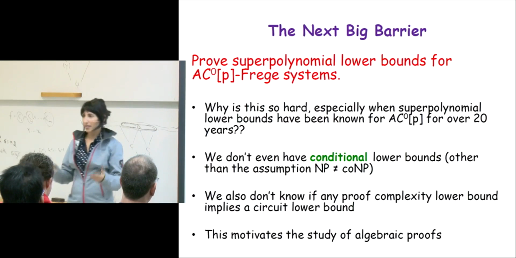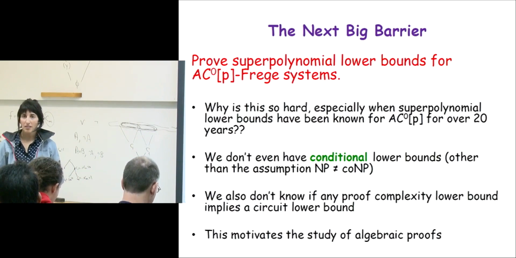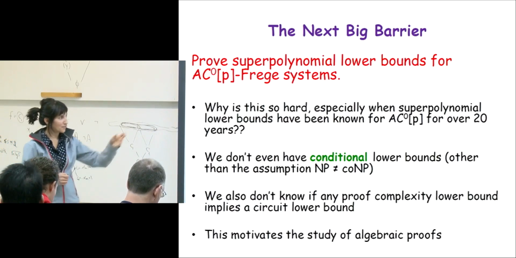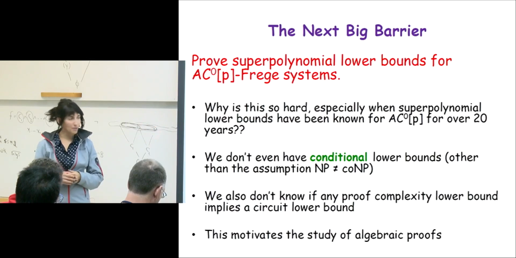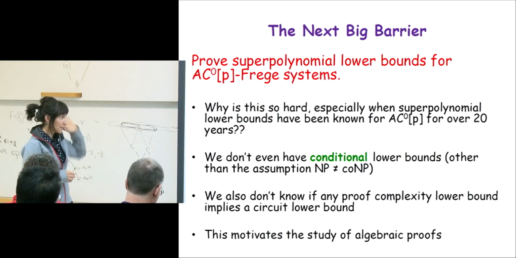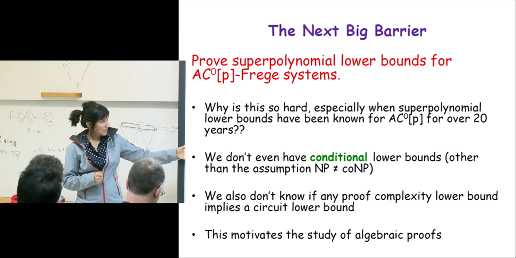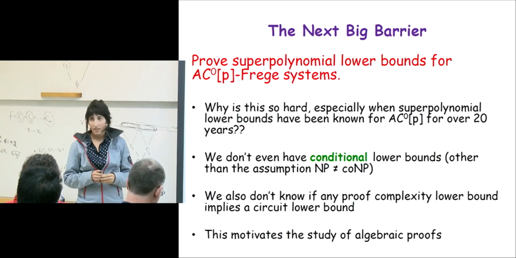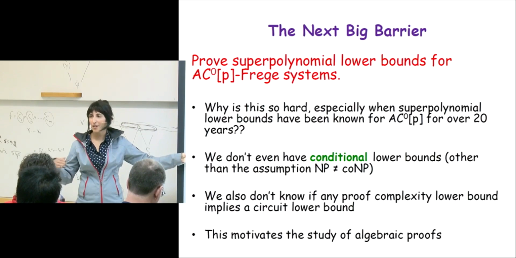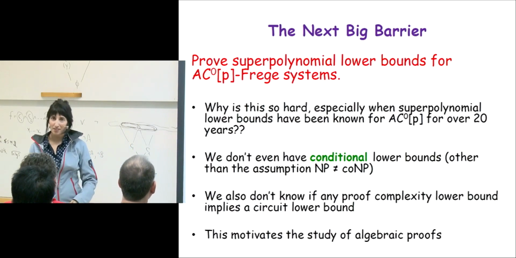So we can't even show that under cryptographic assumptions, or pick an assumption that's just a little bit weaker or a little bit incomparable to the assumption NP doesn't equal co-NP, under which obviously all of these proof systems are not polynomially bounded. Then we don't even know how to prove that. And we also don't have any direct connection between a proof complexity lower bound for AC0[2] Frege and a circuit lower bound. But you'll be hearing more that there are starting to be some connections. When I wrote this slide, there weren't any at all, but there's starting to be more.